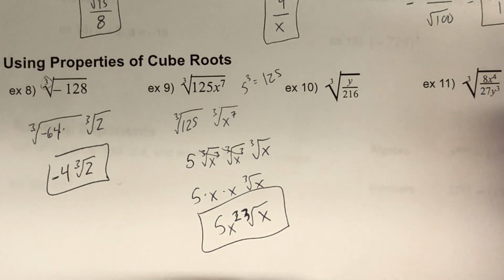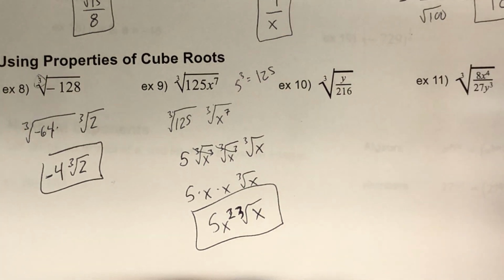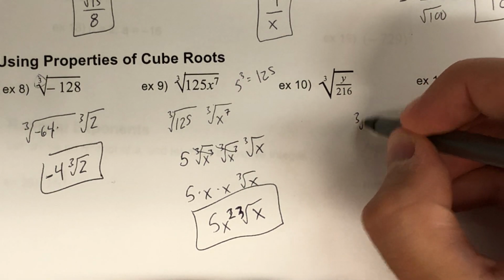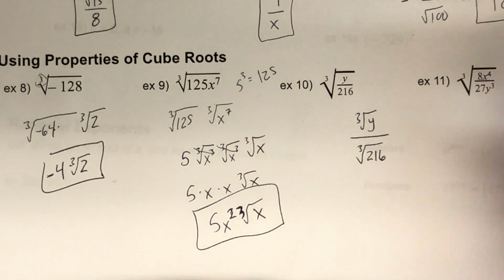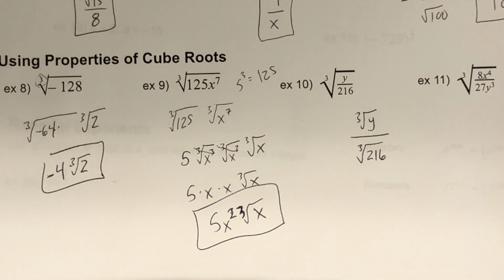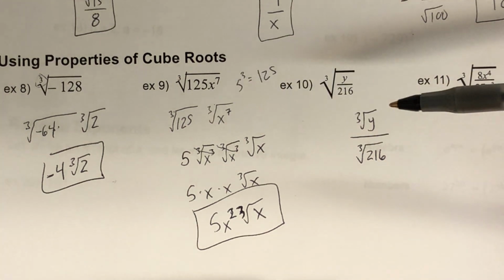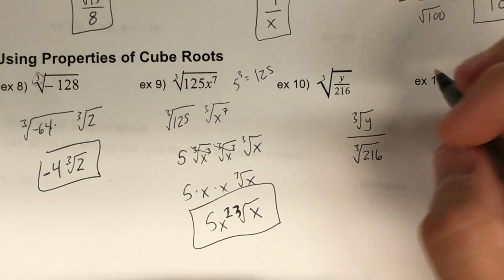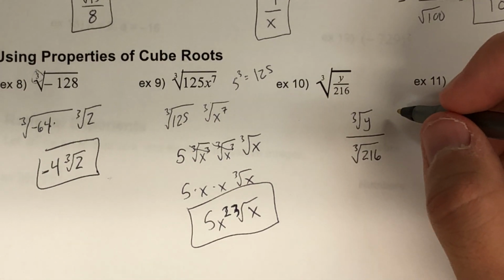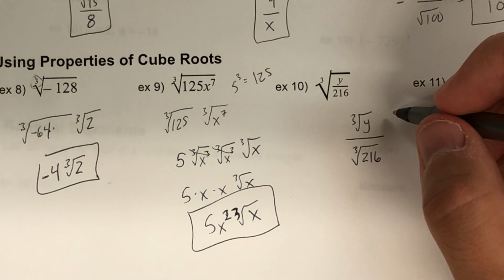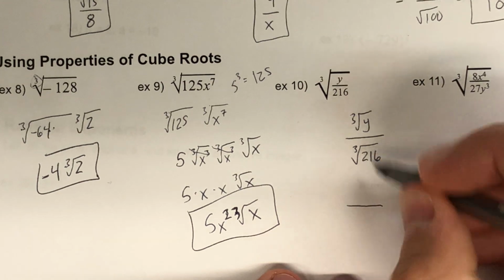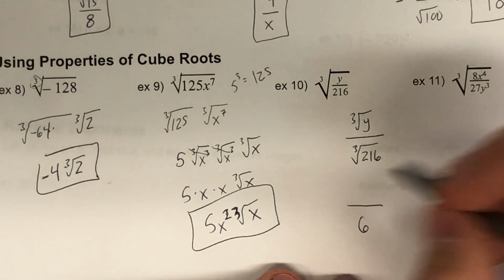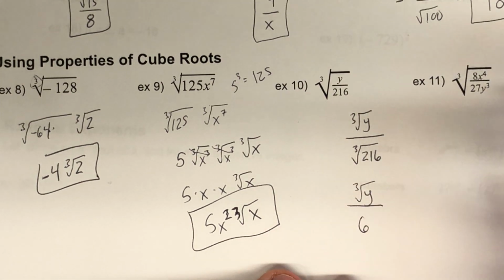All right, let's continue. Here we have a quotient, so let's separate top and bottom. Notice again that the cube root has to stick with it. As we look at 216, 5 cubed gets us 125. 6 times 6 is 36, times 6 does give us 216. So the cube root of 216 would be 6. Cube root of y, nothing to simplify there.